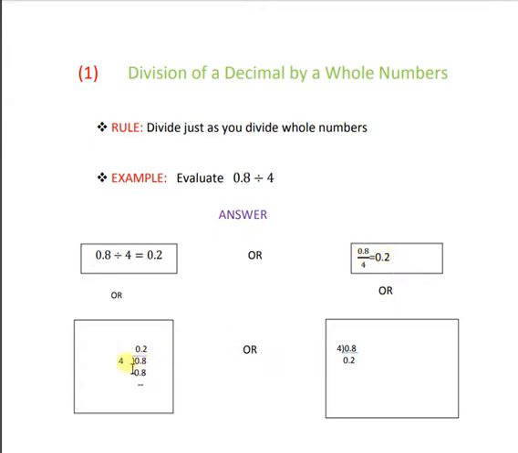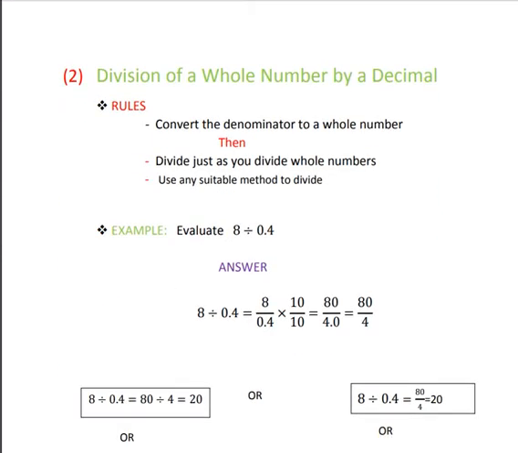Or you apply this, 4 to 0 is 0, then you multiply 0 to 4, you get 0. And then again you think how many times does 4 get to 8? It is twice. Multiplying you get 8, subtracting you get 0. Or otherwise you can do it this way. 4 to 0 is 0, 4 to 8 is 2. Just before you write 2 you put the dot, because there is a dot here at the middle. Otherwise you may apply this method. That is when you divide a decimal by a whole number.